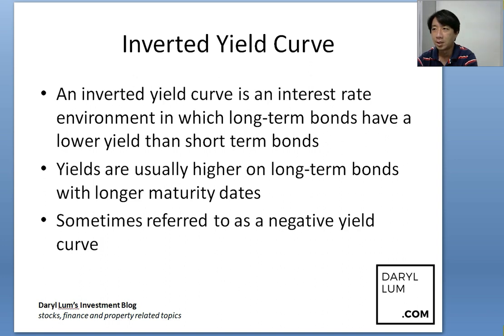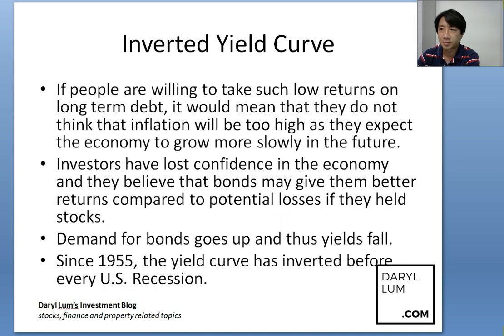And if an inverted yield curve happens, sometimes we refer to it as a negative yield curve. What it means is that people are actually willing to take such low returns on long-term debt. It actually means that they do not think that inflation will be too high, as they expect the economy to grow more slowly in the future. So let's say I think that in time to come, inflation will be extremely low, and only when the economy is very weak will inflation be very low.